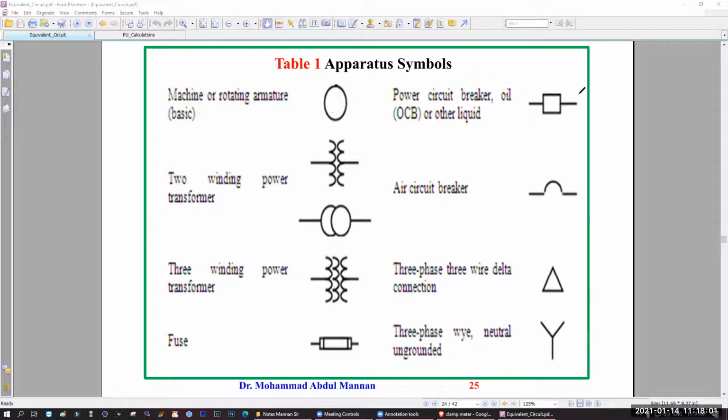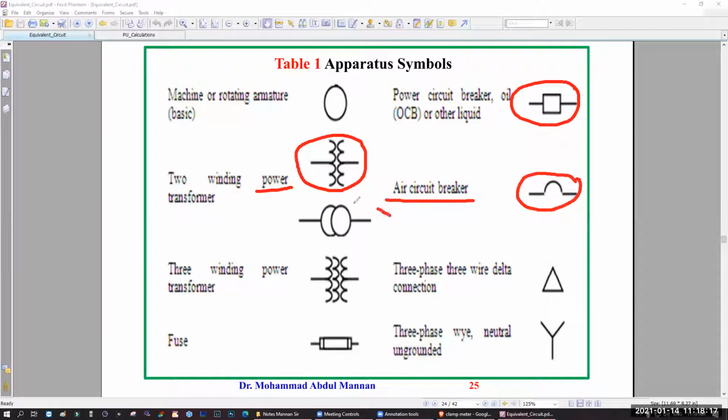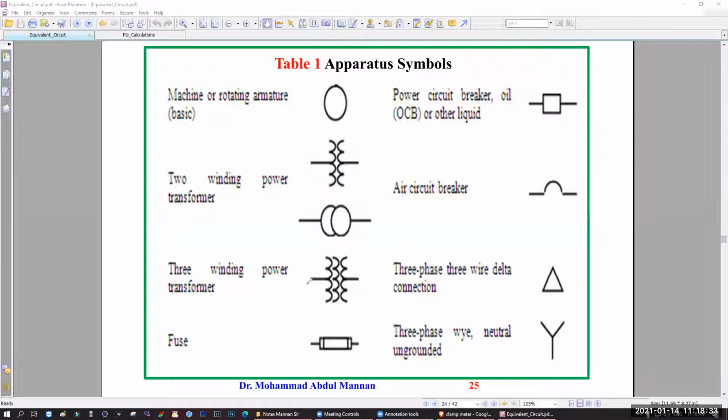Okay, this one is a circuit breaker. This one is a what? Circuit breaker. This one is a what? Can anyone say? Transformer. Exactly. This one is a what? Air circuit breaker. This one is also a transformer. What type of transformer? This type of transformer: two windings, primary and secondary. Two winding transformer. This one is also a transformer. You have to know which one is which.